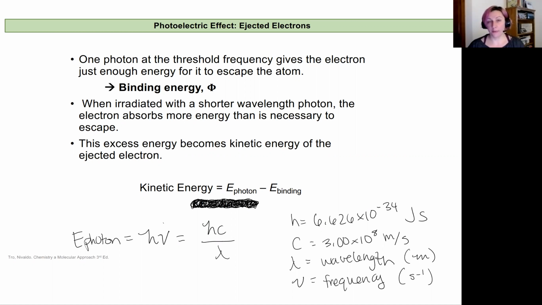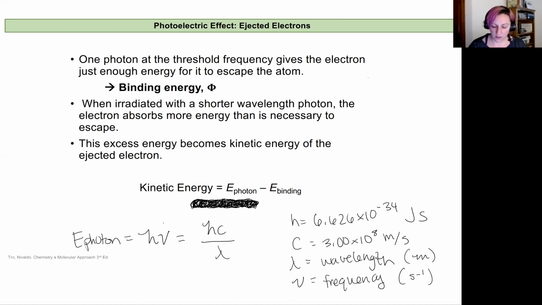I'd like to walk through an example of a calculation with the photoelectric effect. Here is my second take on the photoelectric effect, summarizing it with a little bit more information. The photoelectric effect proves that waves of light are also particles of light, that there are photons that are packets of energy.